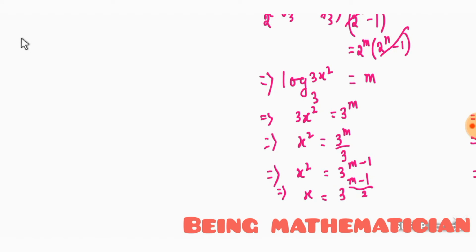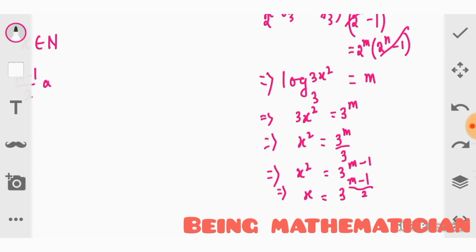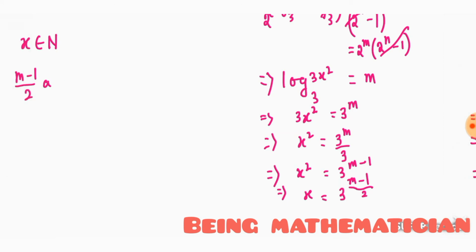So from the problem we say x belongs to capital N, that means x is a natural number. So (m minus 1) by 2 must be a natural number.